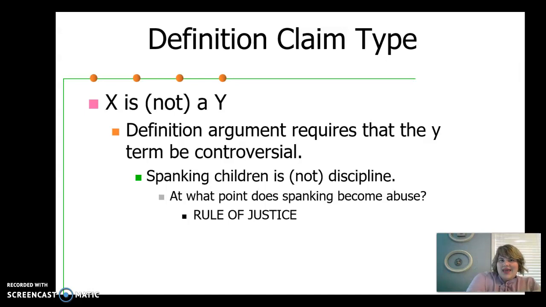So if you think about spanking on a continuum, over on one end, you're going to have people who are opposed to spanking, and they do not spank. And then on the other extreme end, you'll have people who spank too much, and they are involved in child abuse. And so if you're going to do spanking is discipline, you want to argue for a definition of spanking that is different from those two extremes. So you're going to argue for something that is much more moderate.